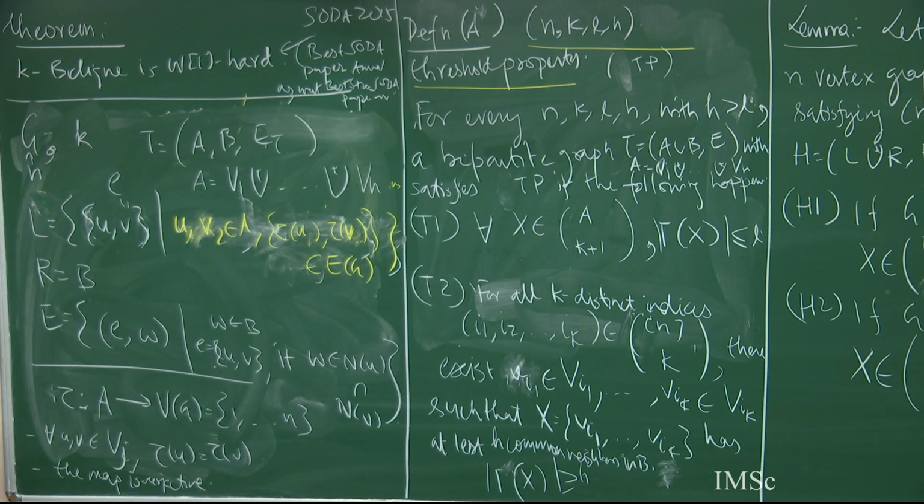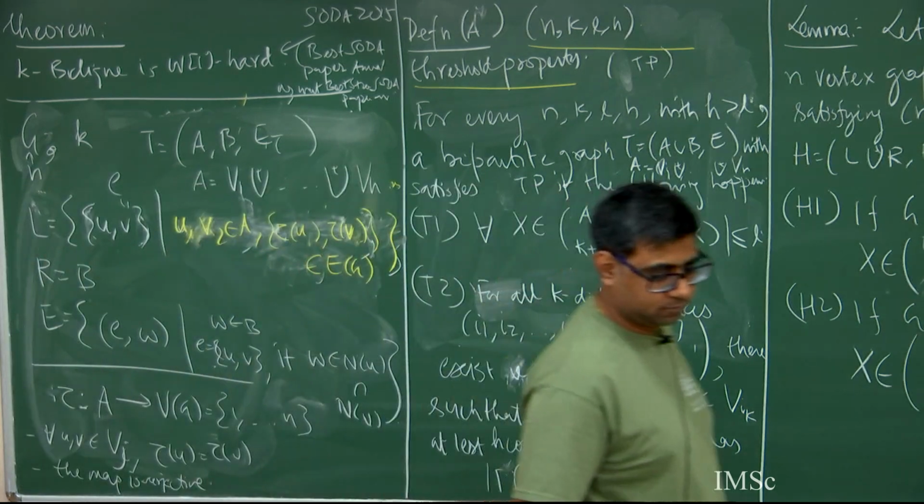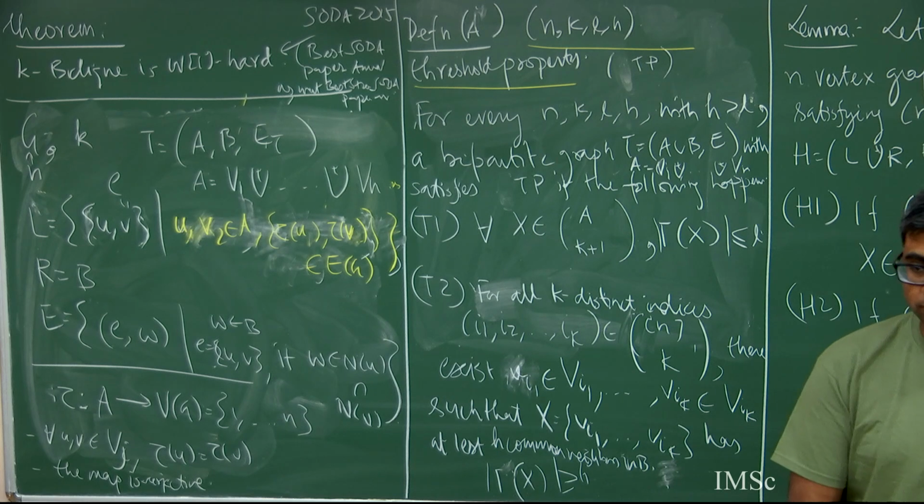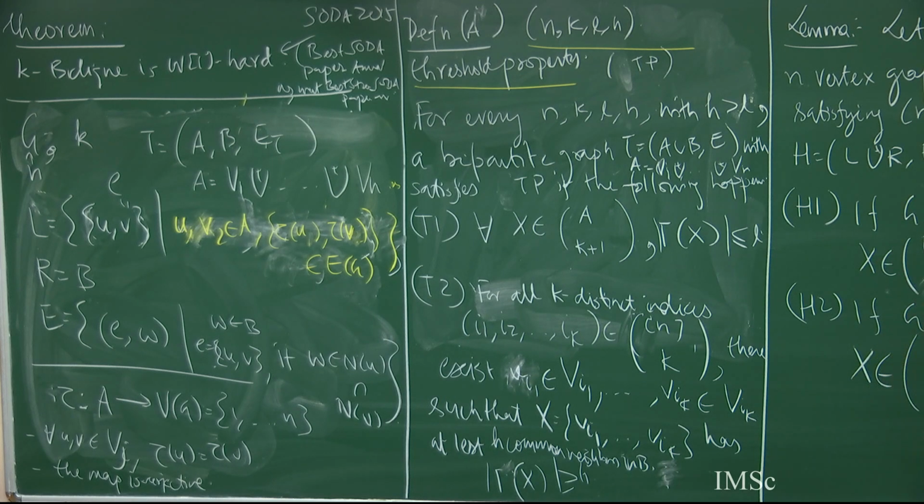And this has all the properties H1 and H2. I'm going to prove H1 and I'll leave H2 as an exercise, because it is like a 3-line exercise. Everybody has done this homework. So now suppose G contains a K clique. If G contains a K clique, then I have to show X is in L, choose S, and so on.